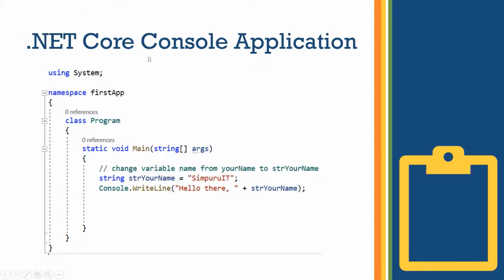Moving forward, I would like to explain to you all about .NET Core console application structure. Now, you can look at the top first, using system. This is the reference part, where you can call out the resources in .NET Core that you want to use. .NET Core has a lot of useful resources, and you can specify up here which one you want to use in your code file.